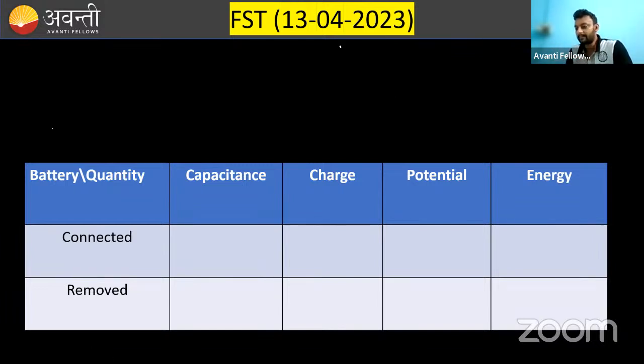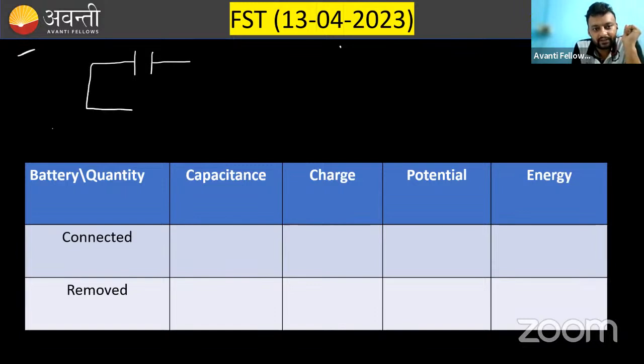Now, the type of question that I am going to discuss. Remember one thing, there is a type of question: there is a capacitor, and this capacitor is connected with a battery. Remember the question. Capacitor has a capacitance C and it is connected with a battery like that.